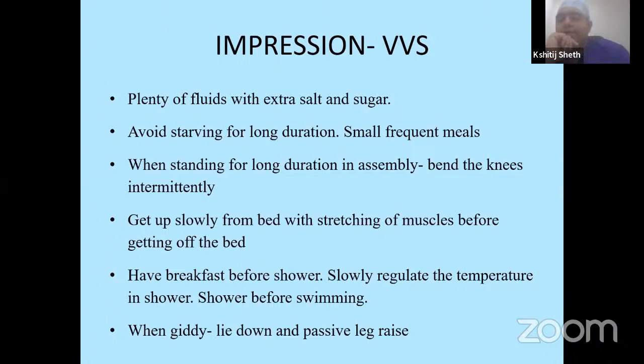And advise them, whenever they are giddy, rather than falling and injuring themselves, it is better to lie down and ask someone to raise their legs passively. This will bring the pooled blood back into circulation and reduce the episodes of vasovagal syncope. Around 95% of the patients with vasovagal syncope are cured with these maneuvers. Less than 5% of them require medication for the recurrent episodes.